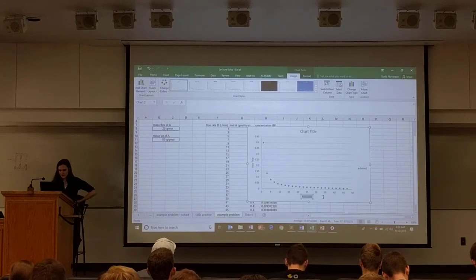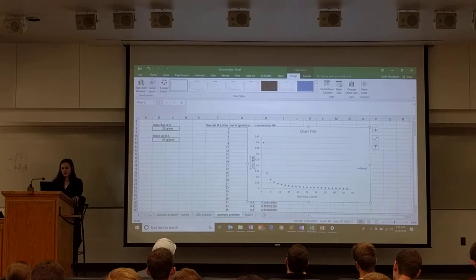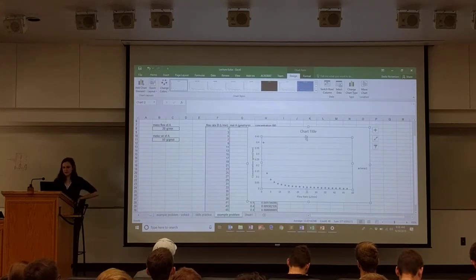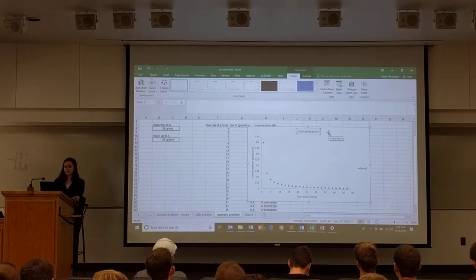And I'm going to change this one to flow rate, and then I put the units. You should always put units on your chart. And this one, I'm just going to say concentration, gram mole per minute. There are various things we can do here. I'm going to get rid of those. And I'm going to call the chart concentration versus flow rate.